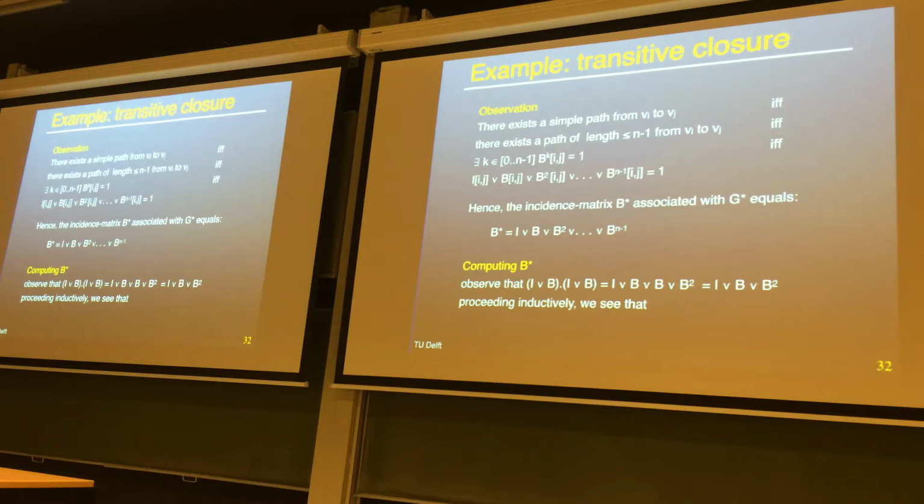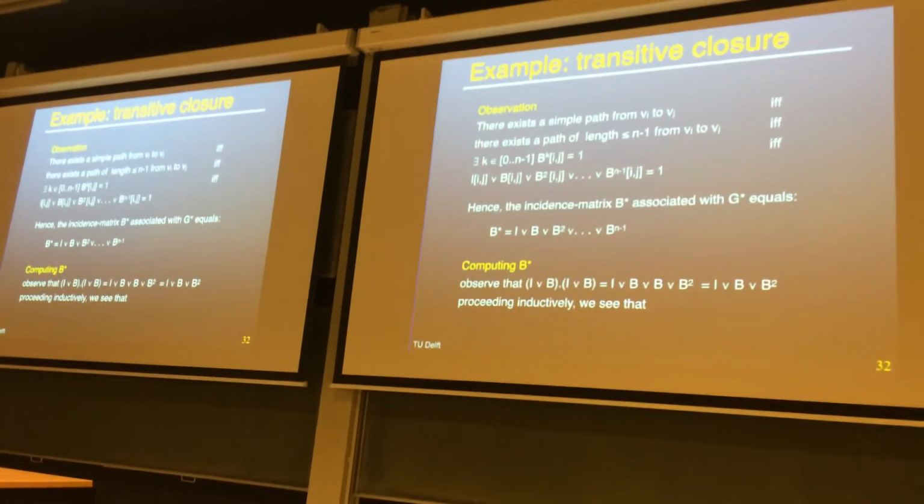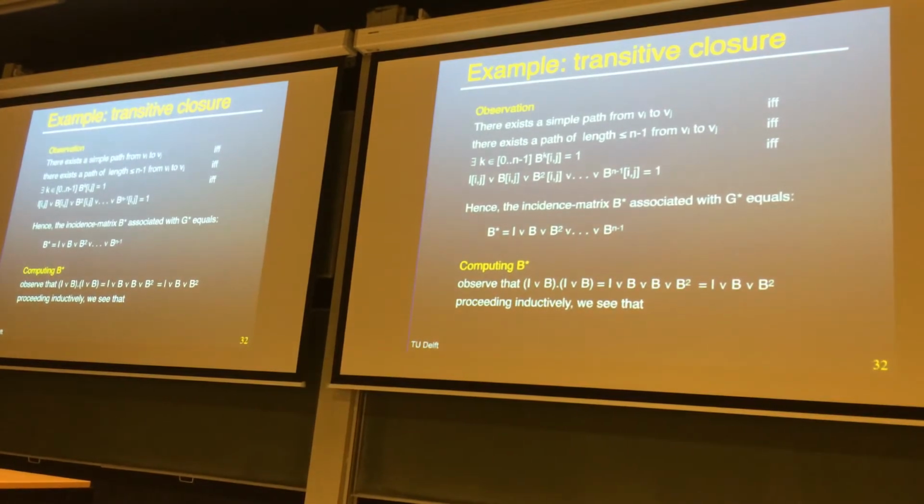But this, of course, would be very unfortunate, because now we have to compute B, then B squared, then B to the power 3, then B to the power n minus 1. And that would be some kind of inherent, again, sequential computation. You have to compute them all. Well, we can do it better.